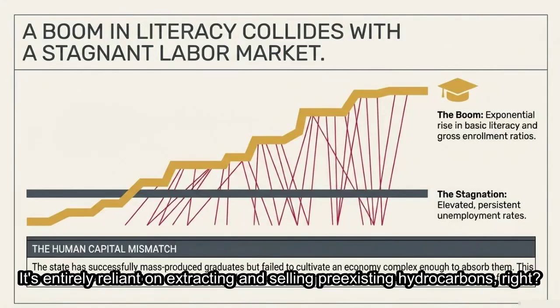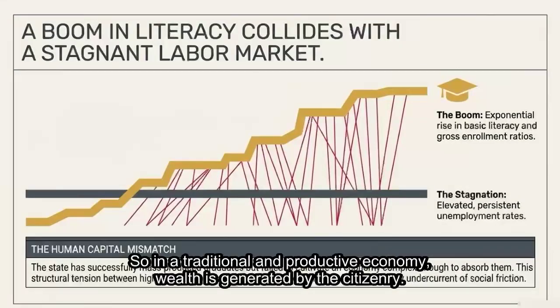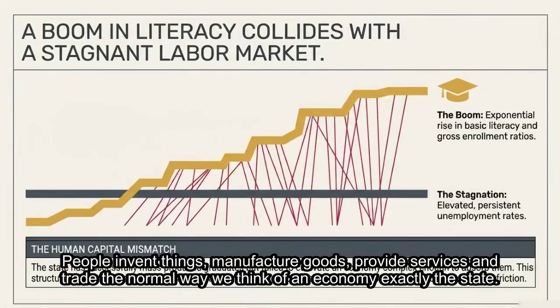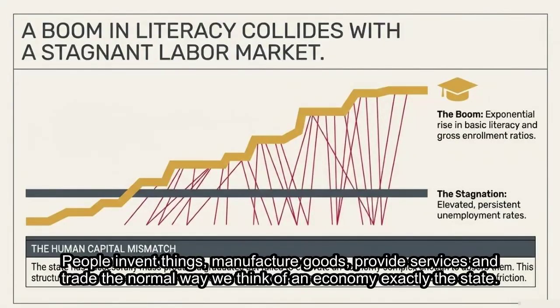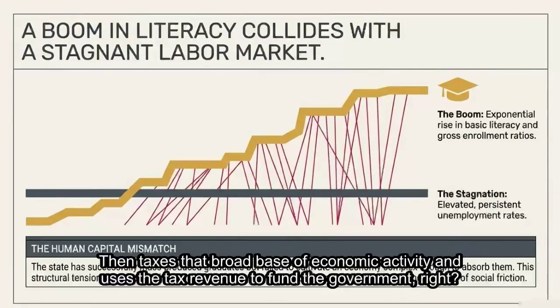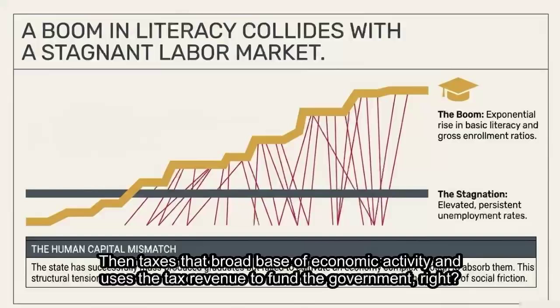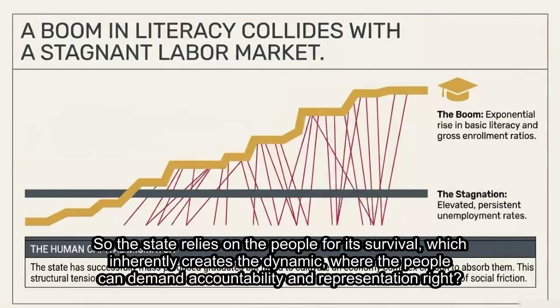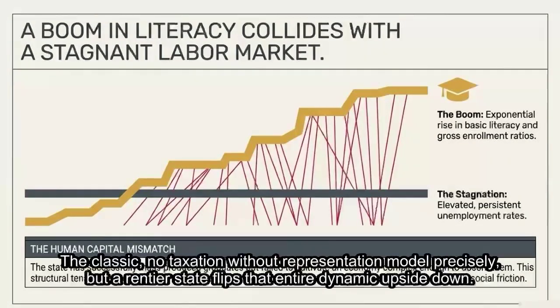Right. So in a traditional productive economy, wealth is generated by the citizenry. People invent things, manufacture goods, provide services, and trade. The normal way we think of an economy. Exactly. The state then taxes that broad base of economic activity and uses the tax revenue to fund the government. So the state relies on the people for its survival, which inherently creates the dynamic where the people can demand accountability and representation. Right, the classic no taxation without representation model.